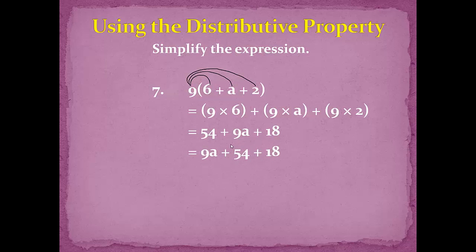I can switch the order of the first two. That would be the commutative property. By flipping those around, it still remains the same problem. But now I have 9a plus 54 plus 18. This will give me the opportunity now to add 54 plus 18. And I'll get that this equals 9a plus 72. This would be simplified because I do not know what a equals, so I cannot simplify it anymore for this problem.